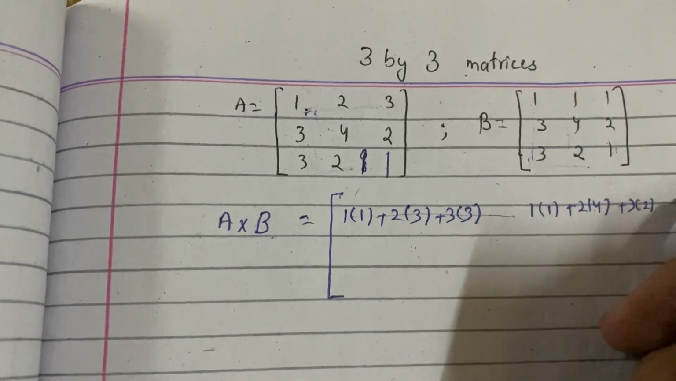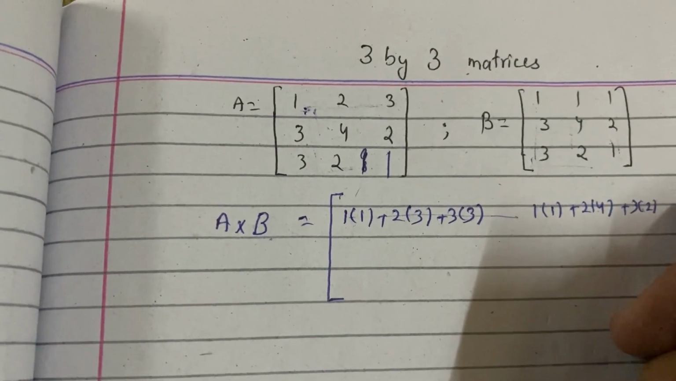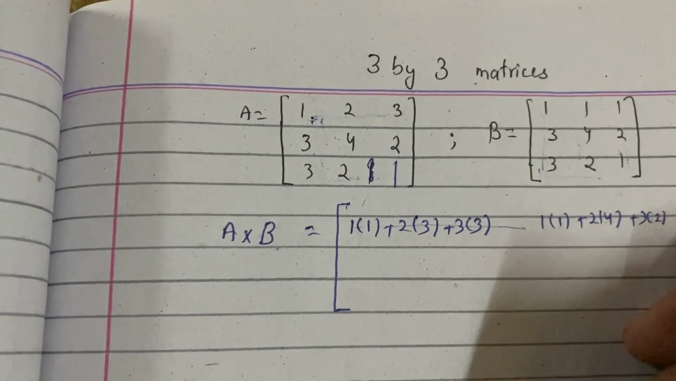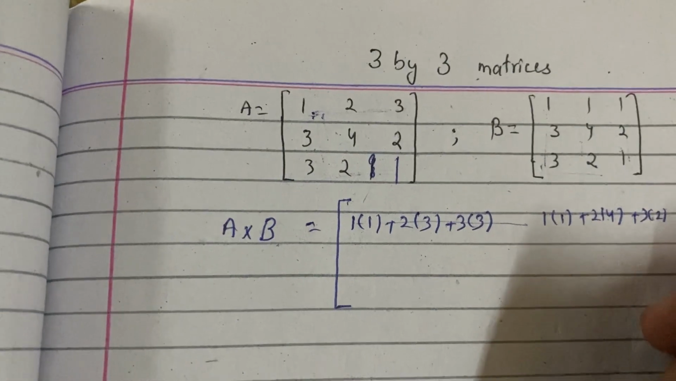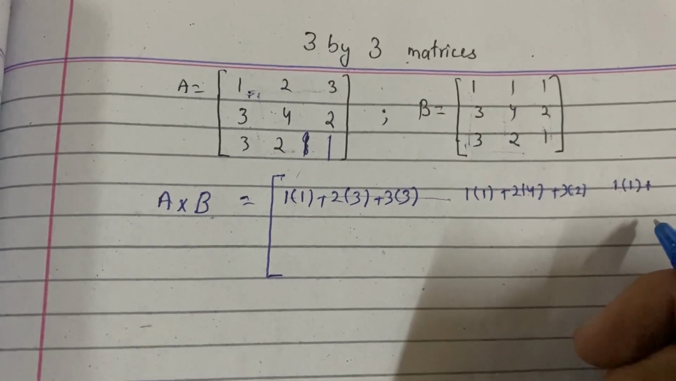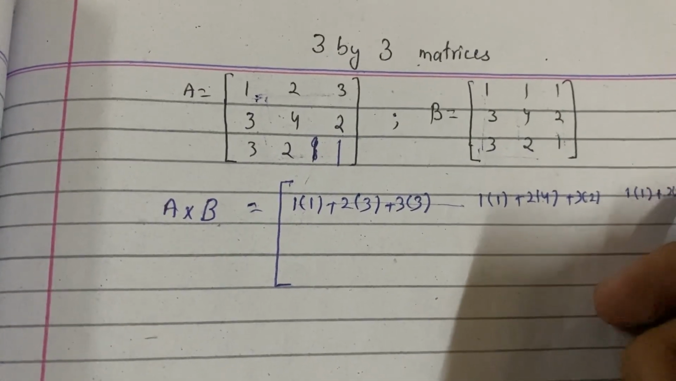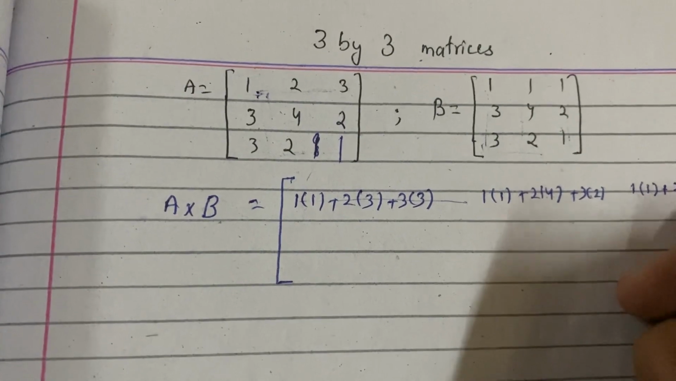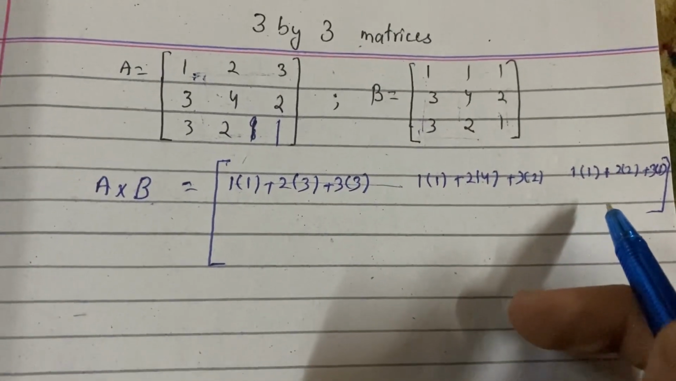For the third term you have to multiply it with the third column. So 1 into 1 plus 1 into 1, plus you have to multiply 2 with 2, and then plus 3 into 1. This is 2 into 2, and then 3 into 1.